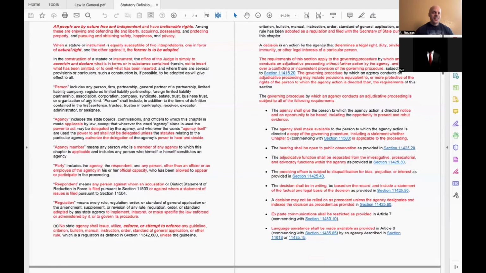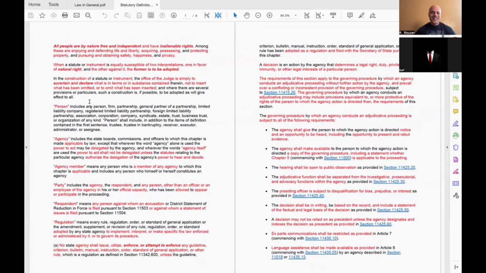See what I'm saying? That key is not to insert what has been omitted or to omit what has been inserted. That's exactly the key right there. That's the office of the judge. So that's saying that's the power of the judge, nothing else.